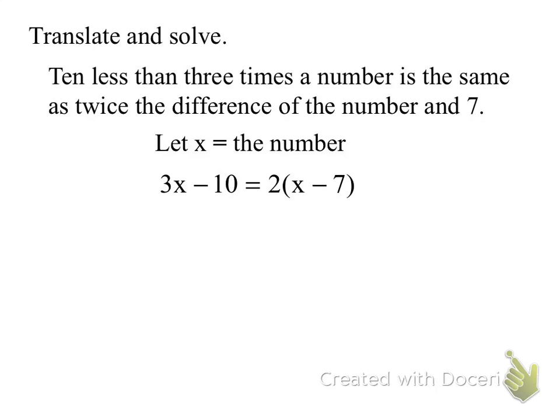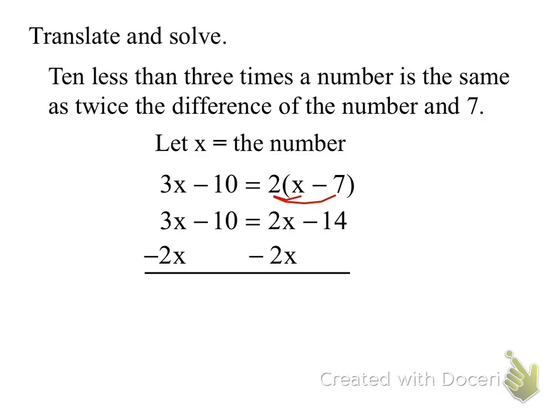All right, so what would I do first? Alasia? You have to distribute. What do I end up with? 3x minus 10 equals 2x minus 14. Good. Oops, I'm jumping ahead. Okay, what's next? Michaela? You would subtract 2x. Subtracting 2x from both sides, I'm left with x minus 10 equals negative 14.